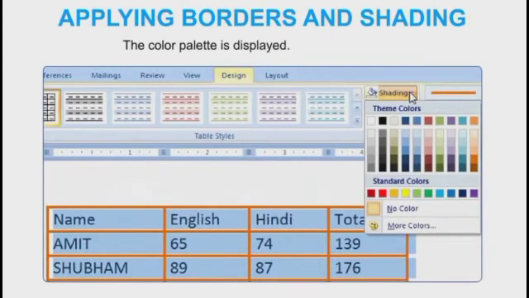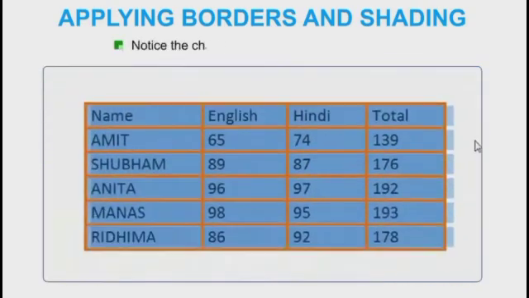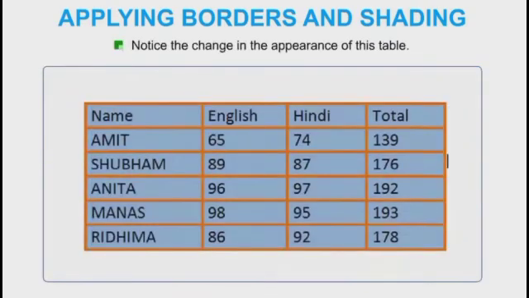To give a color effect to your table, click on the Shading button. The color palette is displayed. Choose any shade. Notice the changes in the appearance of the table.